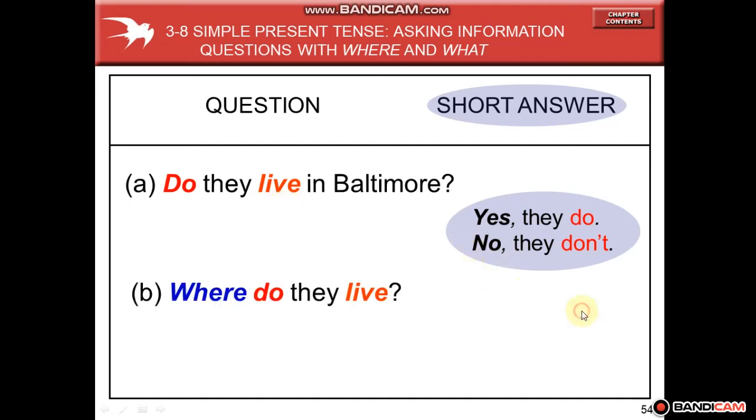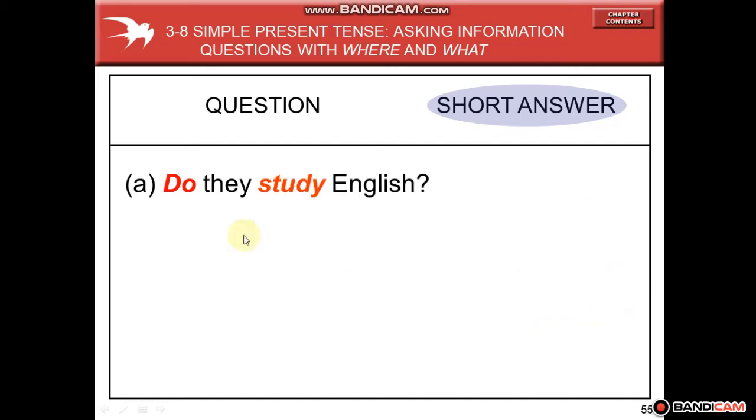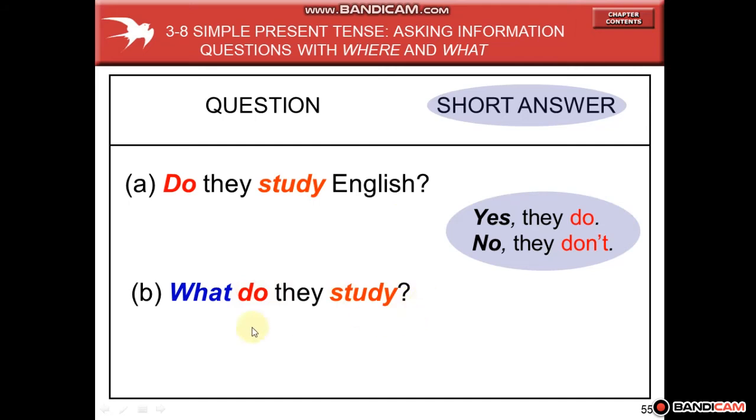Where do they live? In Baltimore. Well, that's correct. That's a short answer. They live in Baltimore. In other cases, you could say that in a long sentence. Do they study English? Yes, they do. No, they don't. What do they study? So pay attention. Mostly we need these question words, where and what, to ask for some more information that we need. English. Or you could say they study English. All right.